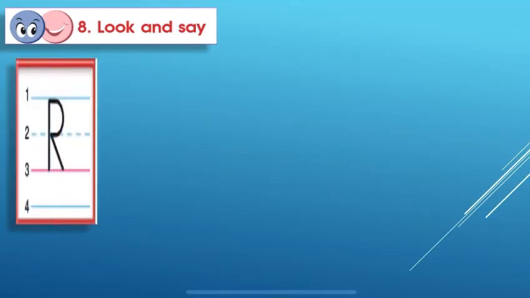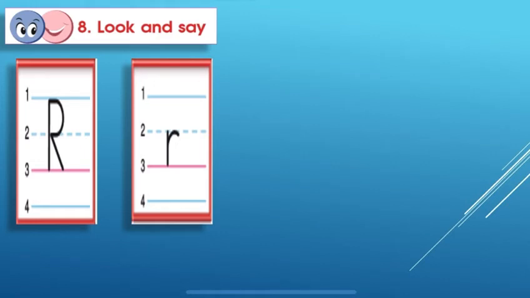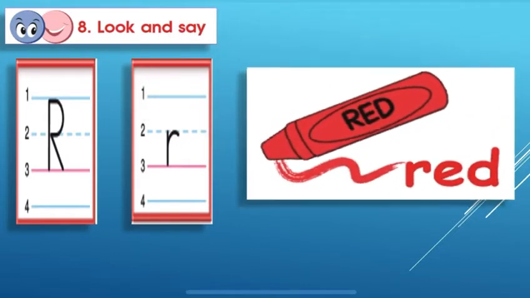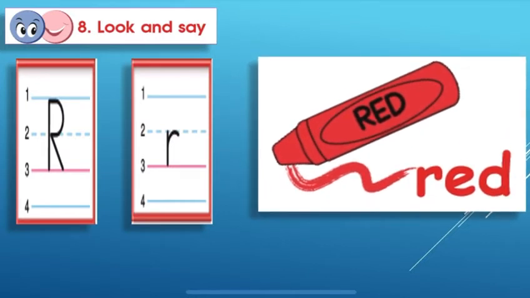Look and say. Yes, we have a new letter here. This letter is letter R. The sound of R is R, like red. Excellent. R like red, R like rainbow. This is letter R. The sound of R is R, like red, reed, rainbow. Well done, my friends.